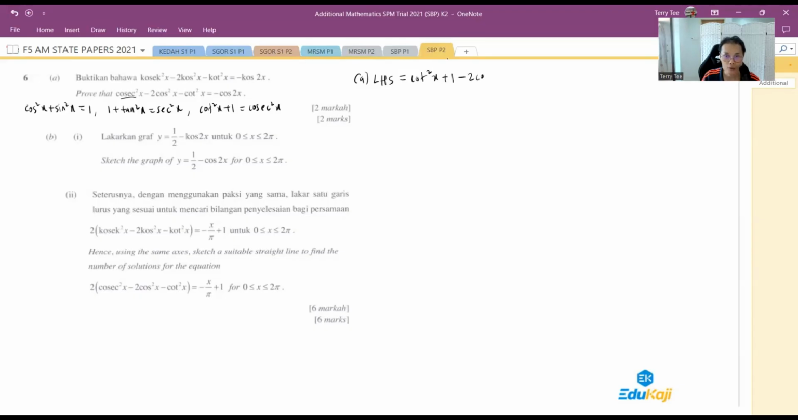Then I minus 2 cos square x minus cotangent square x. Now that cotangent square and cotangent square you can cancel, right? Now you're left with 1 minus 2 cos square x.